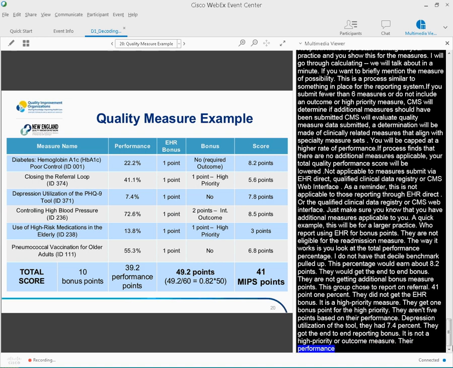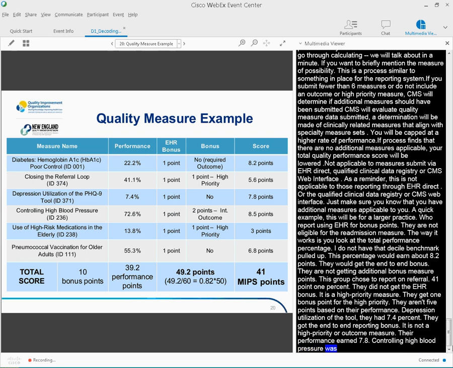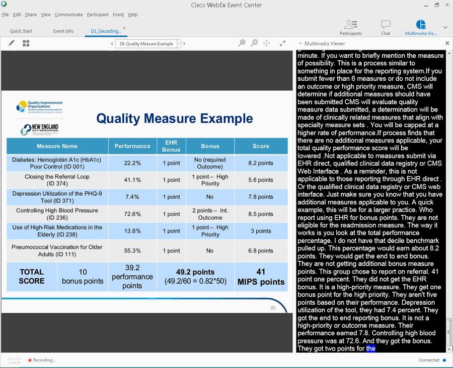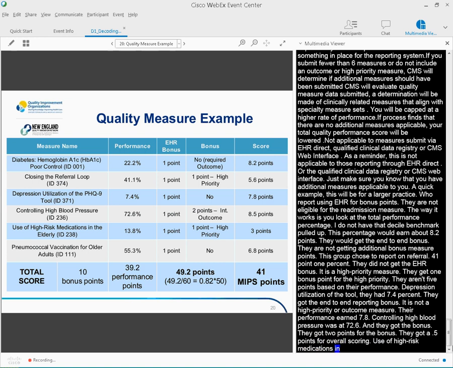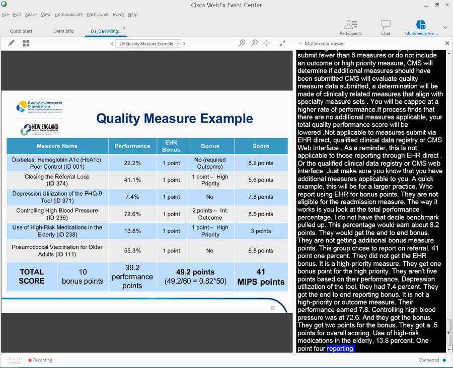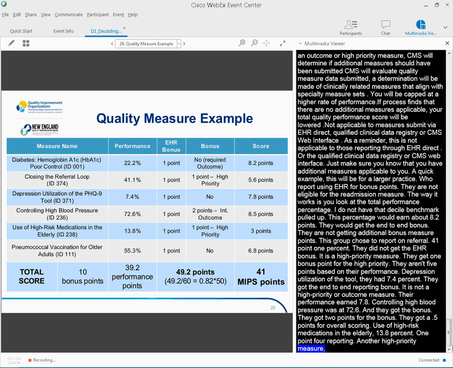Controlling high blood pressure was at 72.6. Again, they got the end-to-end reporting bonus. This is an intermediate outcome measure, which does count as an additional outcome measure, so they got 2 points for that, which put them at a score of 8.5 points for overall decile scoring. Use of high-risk medications in the elderly, 13.8% performance. Again, the 1 point for end-to-end reporting. This is another high priority measure, so they got an additional 1 bonus point. That put them at 3 points for overall score.